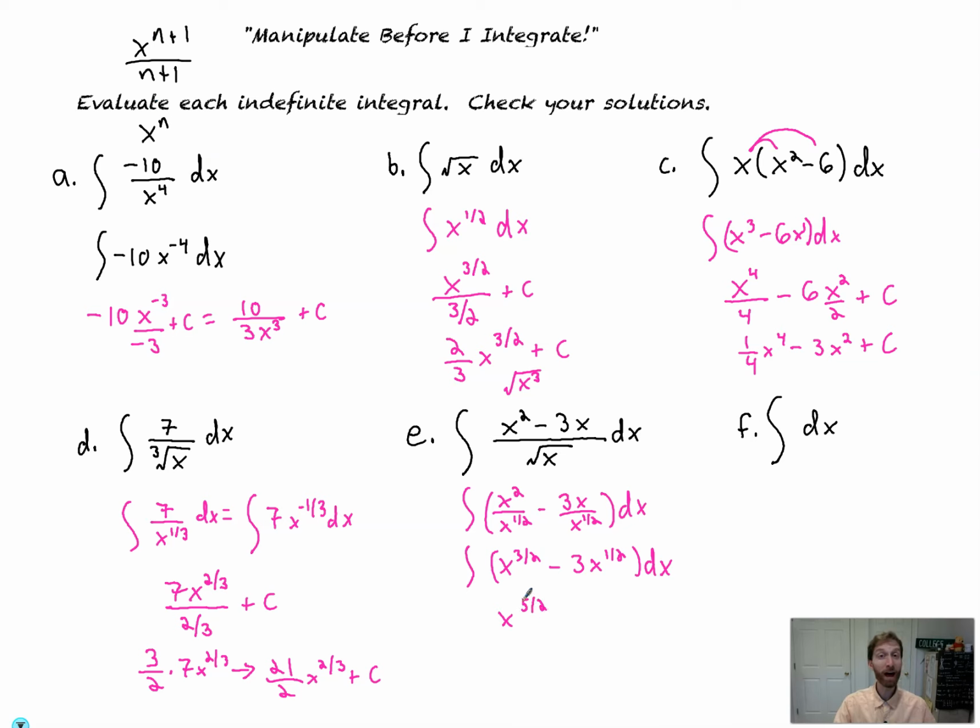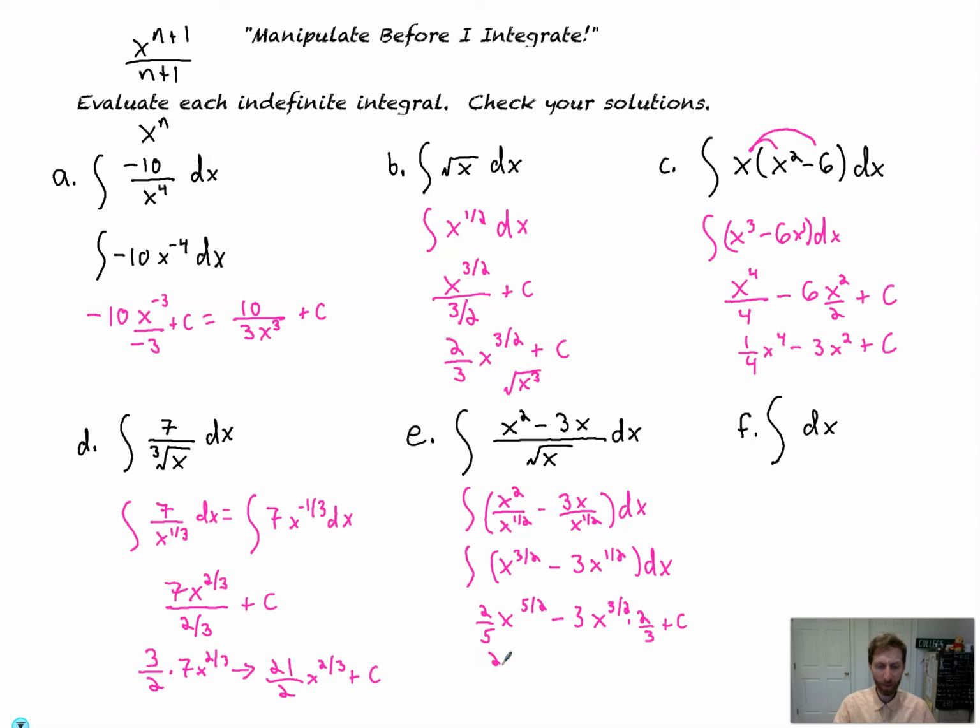We would normally divide by 5/2. That's the same as multiplying by 2/5. Minus that 3 is just chilling. We're going to add 1 to this. That's x to the 3/2. And then we normally divide by 3/2, so I'm going to multiply by 2/3. And then you got your plus c.